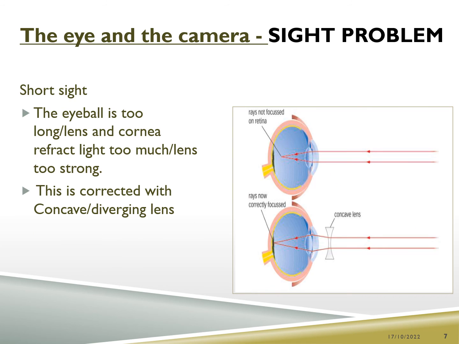And long-sighted means that you can't see near things clearly. The opposite of long-sighted is short-sighted. So short-sighted is where the eyeball is too long or the lens itself is too strong, so the cornea refracts the light too much and too strongly for the eye. And to correct that, you're going to need a concave or diverging lens. Their job is to make sure that the ray now focuses correctly onto the retina. And short-sighted means you can't see things from far away.